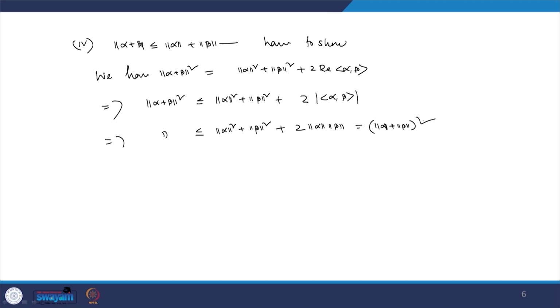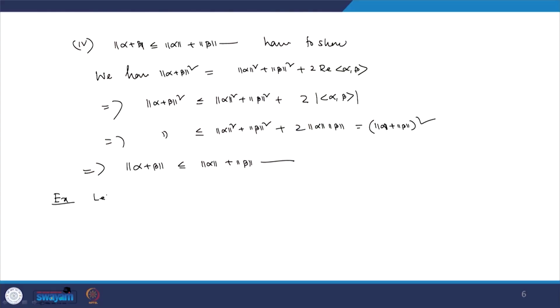So, this implies norm of alpha plus beta is less than or equal to norm of alpha plus norm of beta. This is the triangular inequality. You will see the application of 3 and 4 is rigorous. In many places we use the Cauchy-Schwarz inequality, and we also use the concept of the triangular inequality. Now, let me consider some examples.